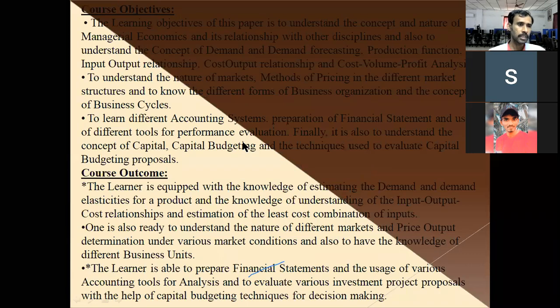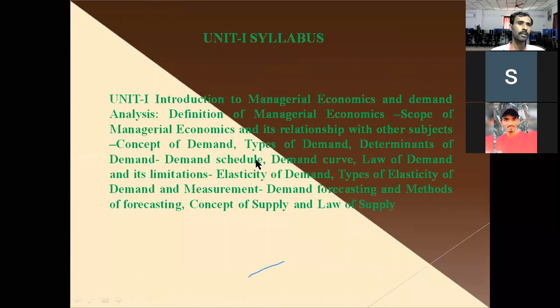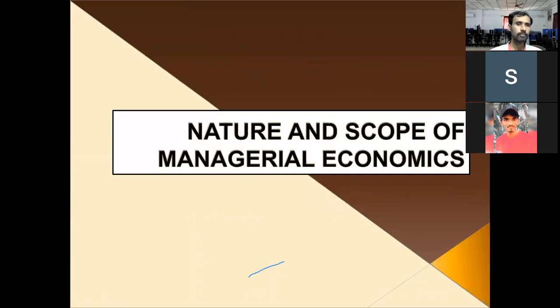And now let me start my syllabus. This is about your unit 1 syllabus. Already I've briefed about this. Now coming to our class for today, before starting about the nature and scope of managerial economics, first of all, one has to know about what economics is.